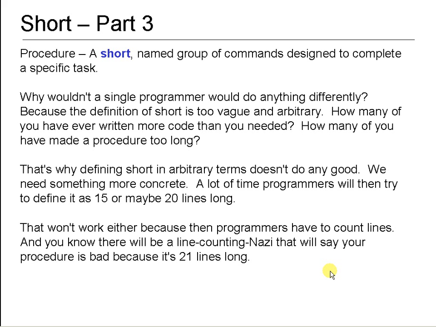We need something more concrete. A lot of times programmers will then try to define it as 15 or maybe 20 lines long. That won't work either, because then programmers have to count lines. And there'll be a line-counting Nazi out there who will say your procedure is bad because it's 21 lines long, something horrible like that. Besides, that is just an arbitrary rule that makes no sense. Where did you come up with 15 or 20?